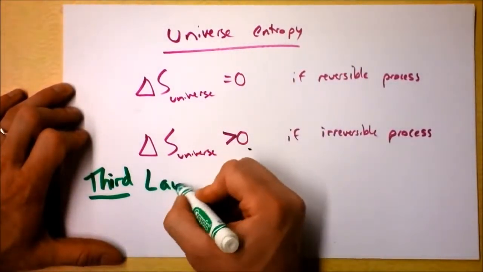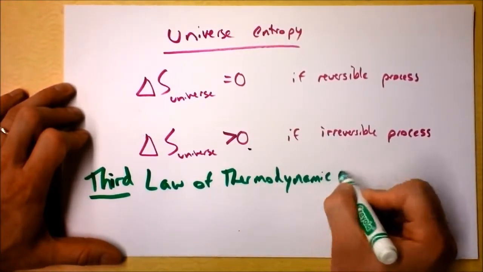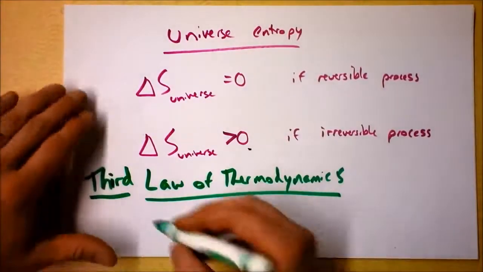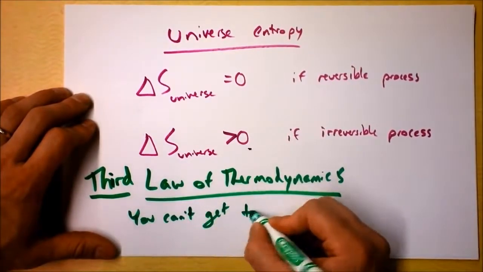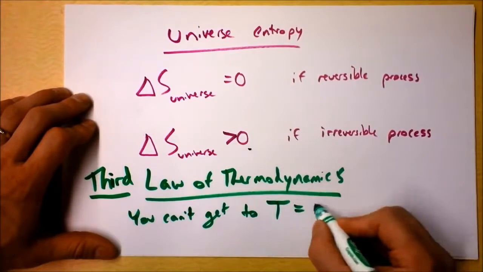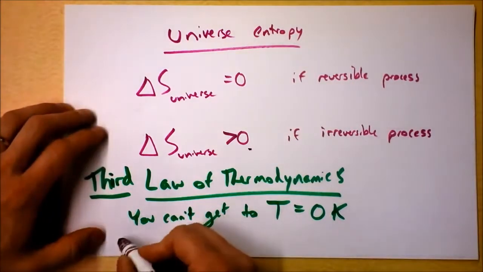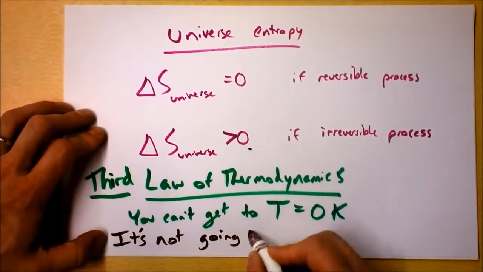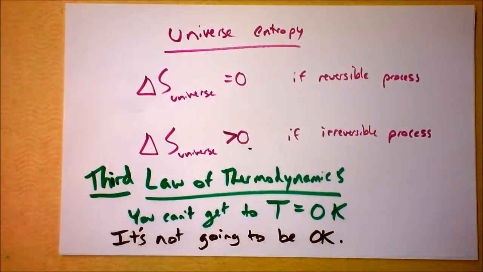Third law of thermodynamics. There we go. The third law of thermodynamics says you can't get to temperature equals 0 Kelvin. This is great. I like to call the third law of thermodynamics, it's not going to be okay. When somebody tells you everything's going to be okay, they're wrong.